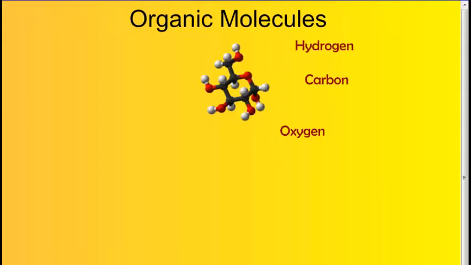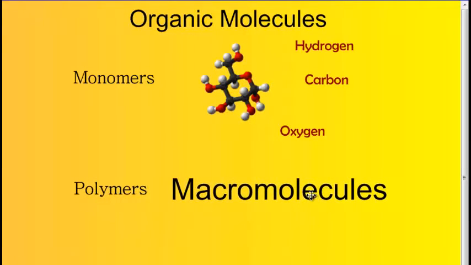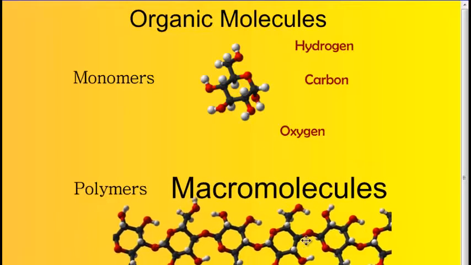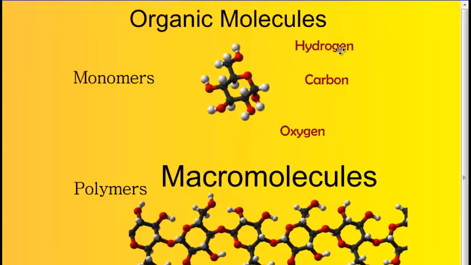Now this is a monomer. It's one unit. A monomer is one unit of something that builds a much larger thing called a polymer. More often, when we're talking about polymers, we're going to talk about macromolecules like this one here. Notice it contains the same basic things. We still have hydrogen, okay, our white ones right here and here.